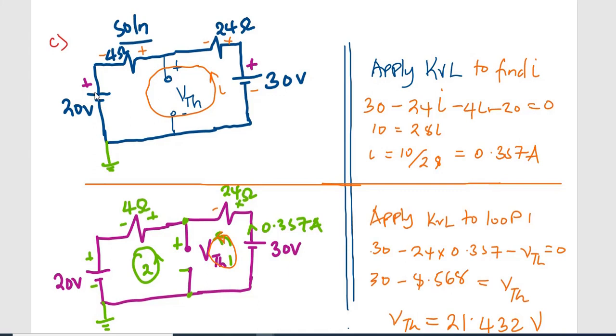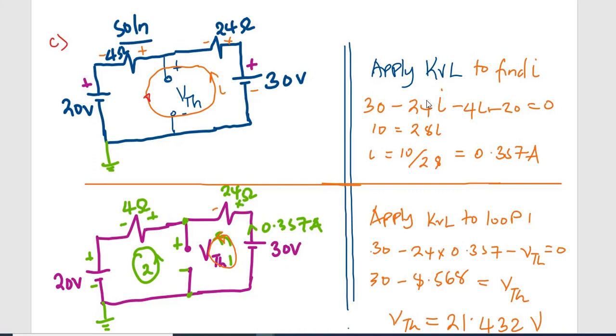If we assume that the direction of current is this way, then the current is flowing from the 30 volt source through the 24 ohm. Here is open, so current doesn't flow through it, and it will proceed to the 4 ohm and throughout the closed path around that loop.